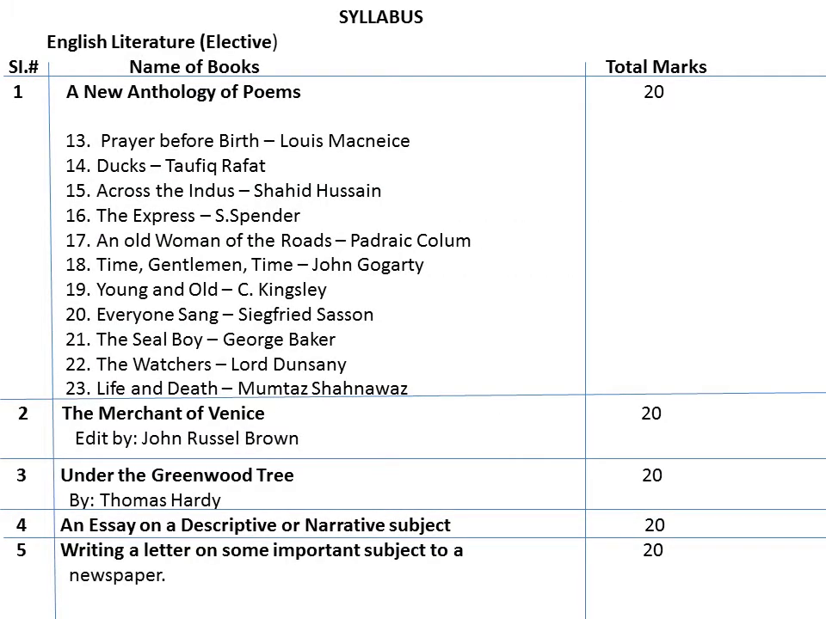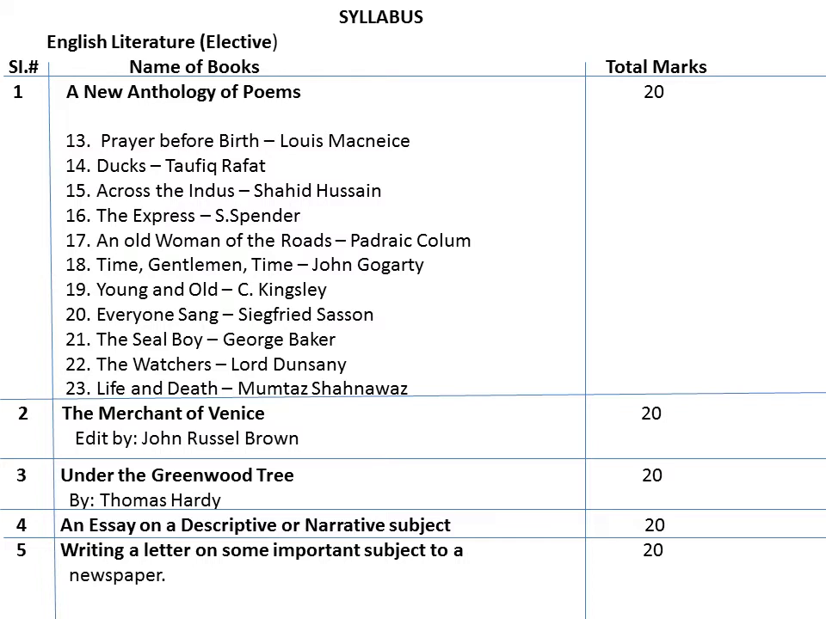Before moving to our lecture, we shall analyze the syllabus contents first. As you see on the slide, I have given all the syllabus contents on it along with the examination weightage these contents carry. The first book is A New Anthology of Poems, which holds the section of poetry. You will cover poems number 13 to 23, as you know that you have covered the first 12 poems in first year. This poetry section contains 20 marks.